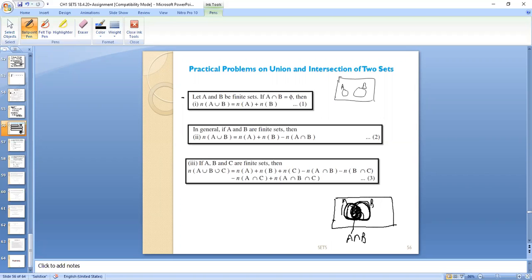If A, B and C are finite sets, then the number of elements in A union B union C will be the number of elements in A plus the number of elements in B plus the number of elements in C, minus the number of elements in A intersection B, minus the number of elements in B intersection C, minus the number of elements in A intersection C, plus the number of elements in A intersection B intersection C. All these formulas we will be using in numericals. You will be having practical problems based upon these formulas, so you have to learn these formulas, right?